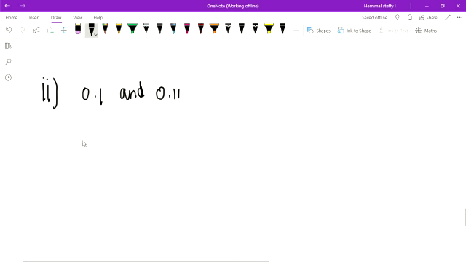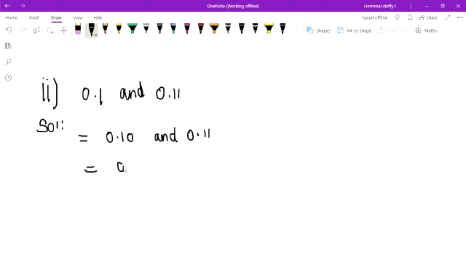So I can change 0.1 into two digits, 0.10, and I'm not adding anything in 0.11, as it is. So 0.10 and 0.11 are different. Between 0.10 and 0.11 we cannot easily find rational numbers. So I am adding one more zero here.